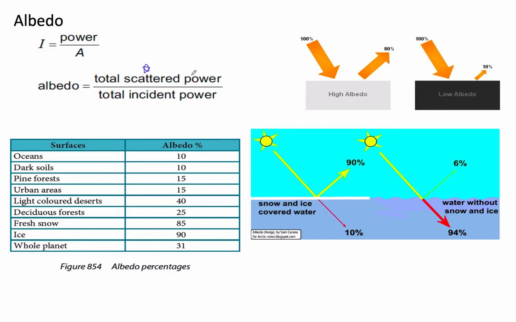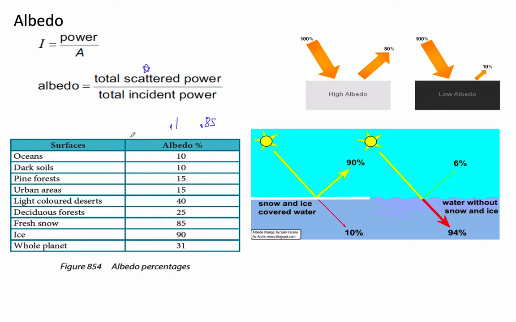But the more it reflects, the bigger the albedo. And albedos can be given as a percent. They can be given as a pure number, right? So 10% would be an albedo of 0.1. 85% would be an albedo of 0.85, right?